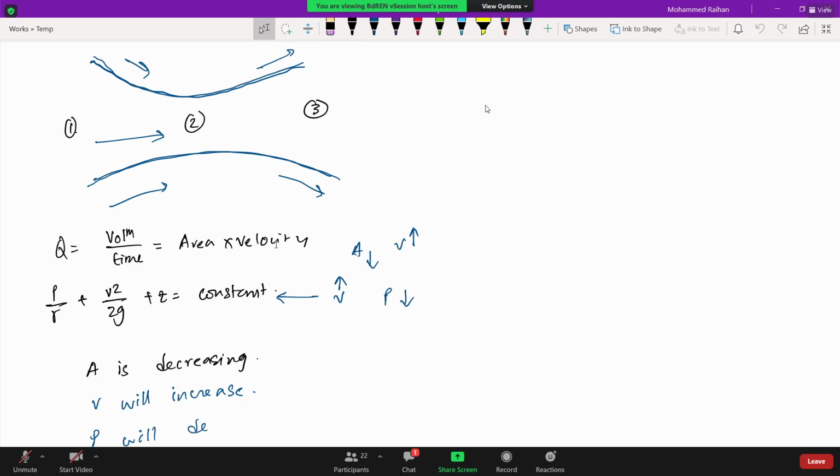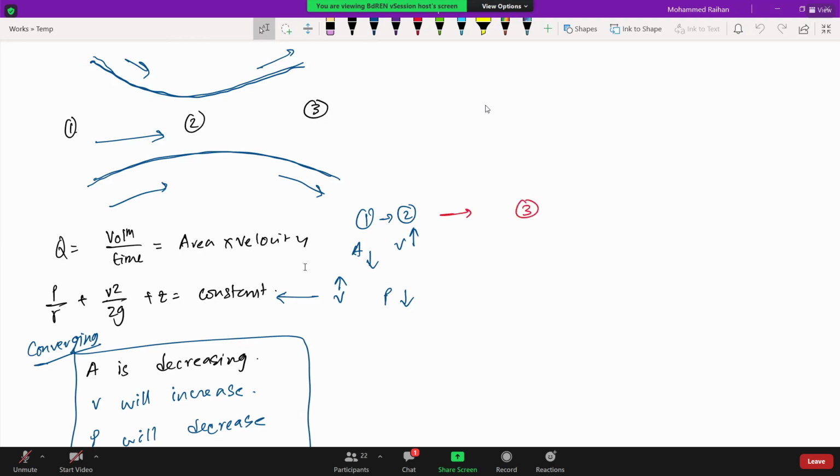So this is one part. This is the what part? Converging part, right? Let's go to the diverging section, from point 2 to point 3. Point 2 to point 3, what will happen to the area? Let's say this one is from 1 to 2. Let's go from point 2 to 3. What is happening to the area?